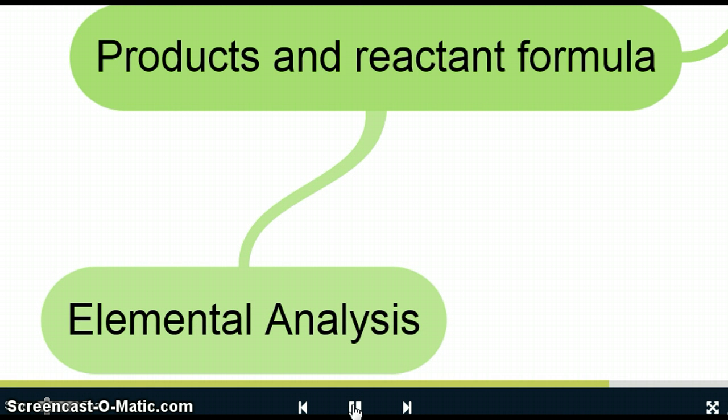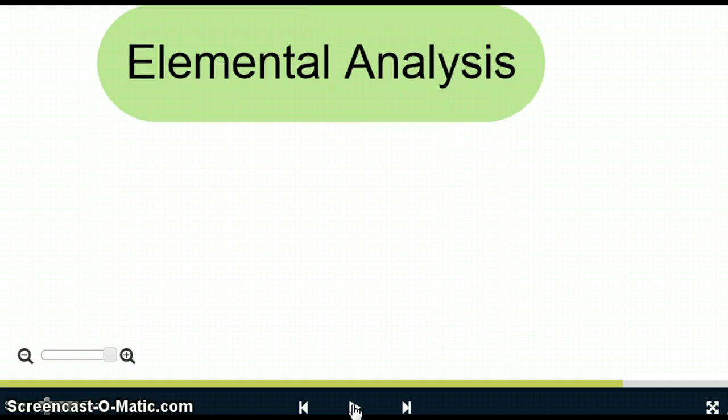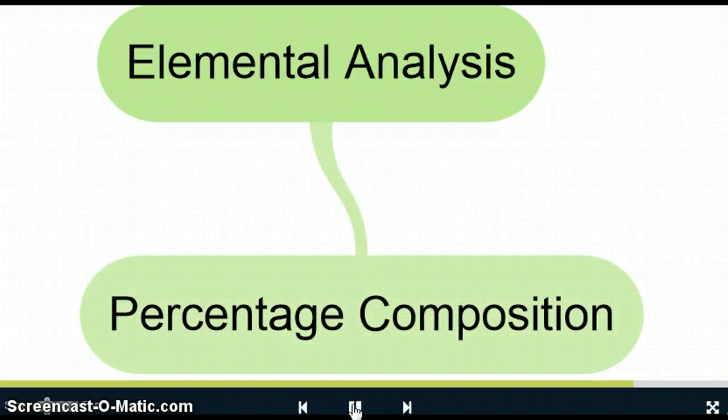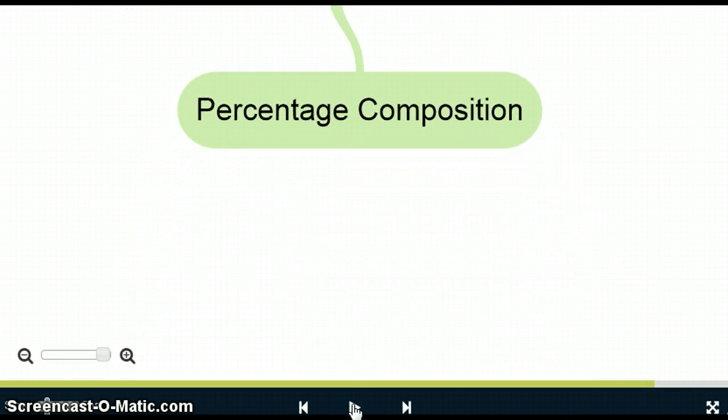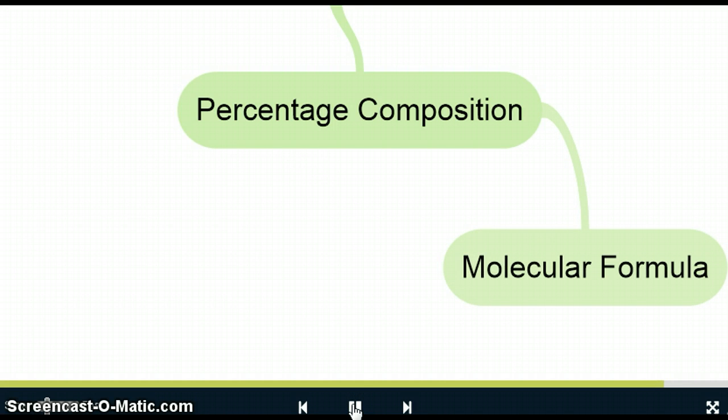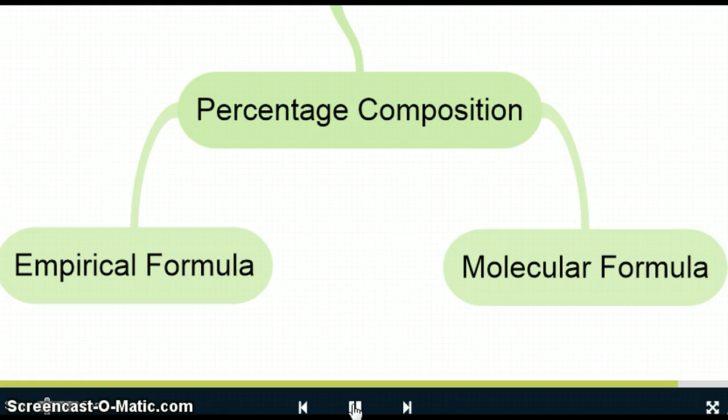We can also do what's called elemental analysis. So what is elemental analysis? This is a quantitative analysis that tells you how much of every element is present in your formulae. There's a couple of different questions you can be asked on this. You can be asked about percentage composition, so they can tell you the number of grams and ask you to work out the percentage composition. Or they can tell you the percentage and ask you to work out the number of grams.